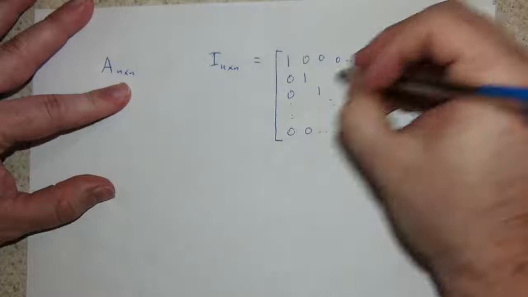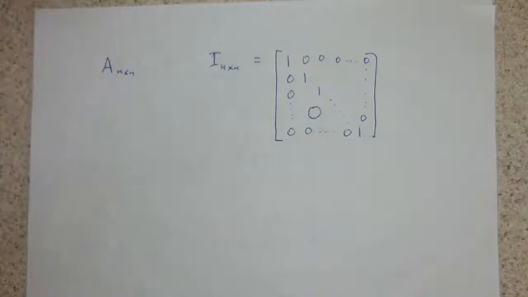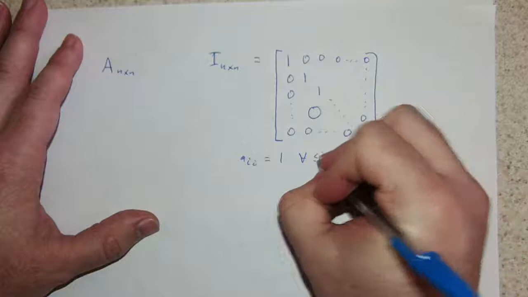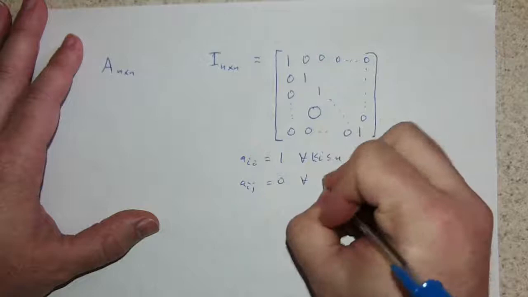All that's zero. All those are zero. So basically what this means is that this is the matrix such that A sub i i is equal to 1 for all i between 1 and n, and A sub ij is equal to 0 for all i not equal to j. So this is the identity matrix.